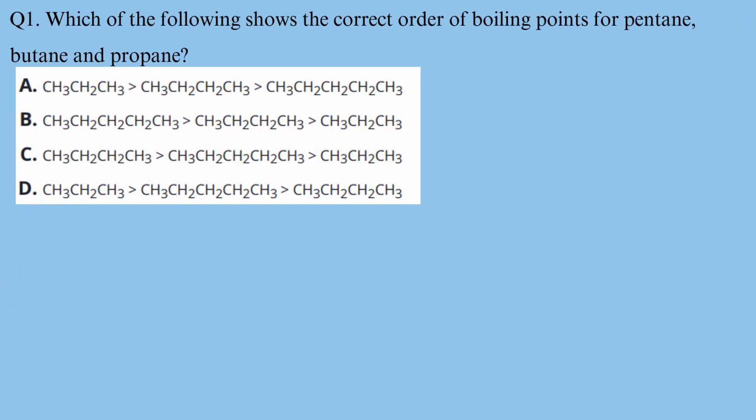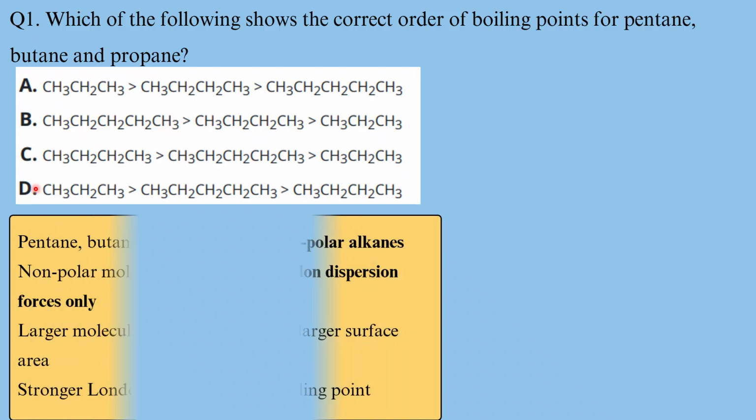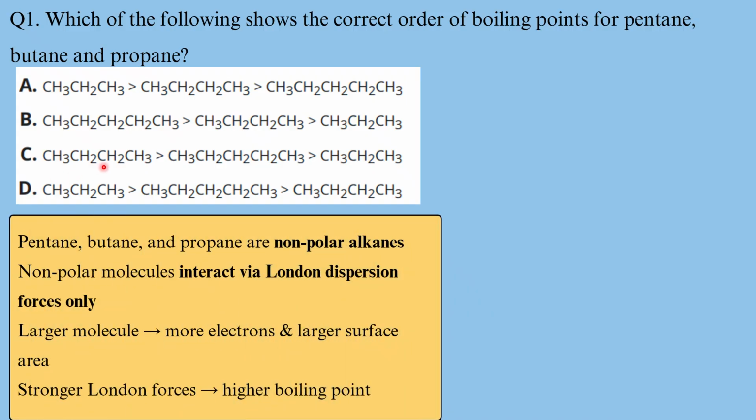Now, the first question is, which of the following shows the correct order of boiling points for pentane, butane, and propane? And these are the options given. So, before going to choose the correct option, let us understand the theory behind. When we talk about alkanes, they all are non-polar, okay? And we know that when compounds are non-polar, they always interact via London dispersion forces.